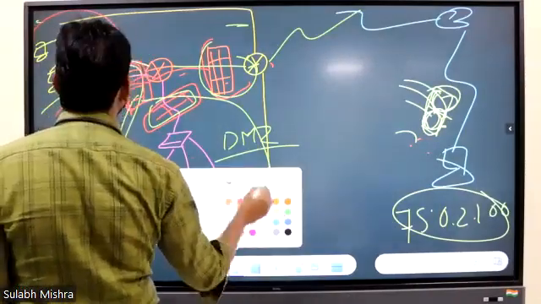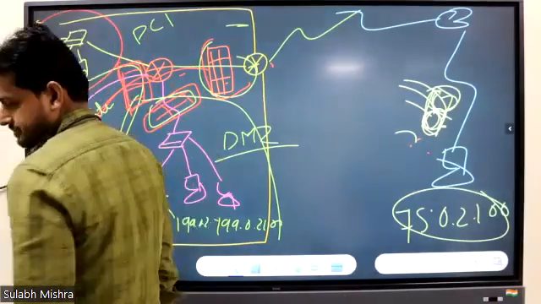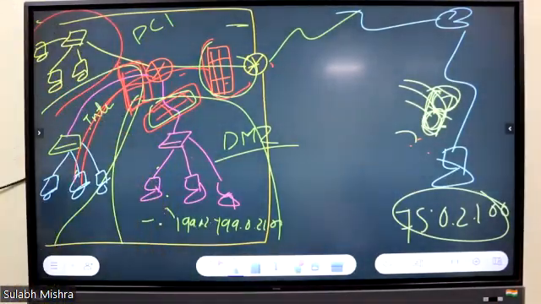PCI, does anybody know what PCI is? What is called PCI? Payment card industry data. What kind of data do we call PCI data? Credit card data, bank account details, debit card. Payment card industry data, such as debit card, credit card, user ID, password, right? CVV number, right? This data is called payment card industry data.